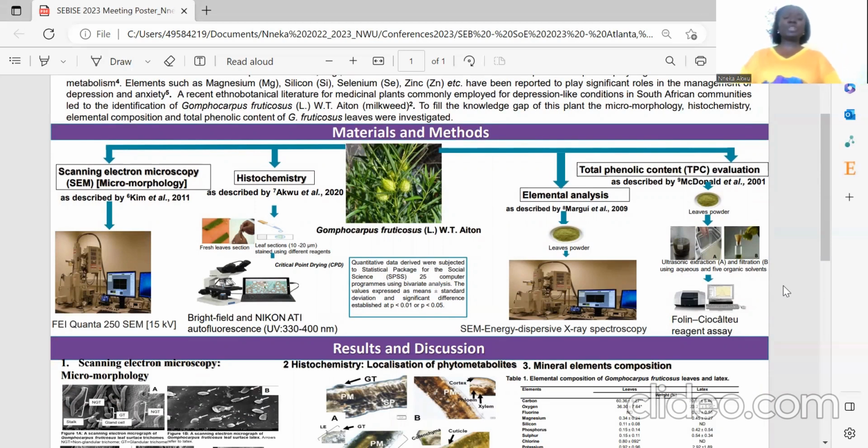2009. For the total phenolic contents, the powder, we used different solvents, the aqueous and 6 organic solvents, to extract the phytometabolites present in them. And we analyzed the total phenolic content using the Folin-Ciocalteu reagent assay. And what would we arrive at?